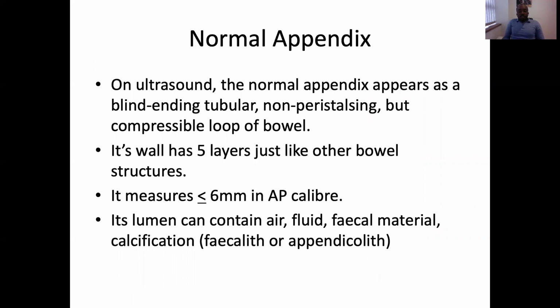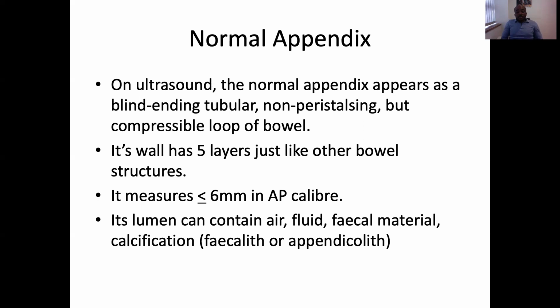On ultrasound, the normal appendix appears as a blind-ending, tubular, non-peristalsing, but compressible loop of bowel. Its wall has 5 layers, just like the other bowel structures. Remember the 5 layers of the bowel: hyperechoic serosa, hypoechoic muscularis propria, hyperechoic submucosa, hypoechoic mucosa, and the mucosal interface. Those are the 5 layers of the bowel, and it's exactly the same in the appendix.